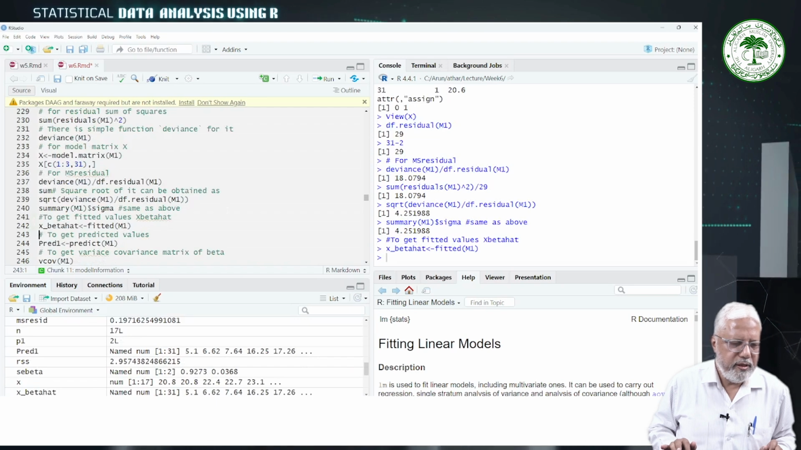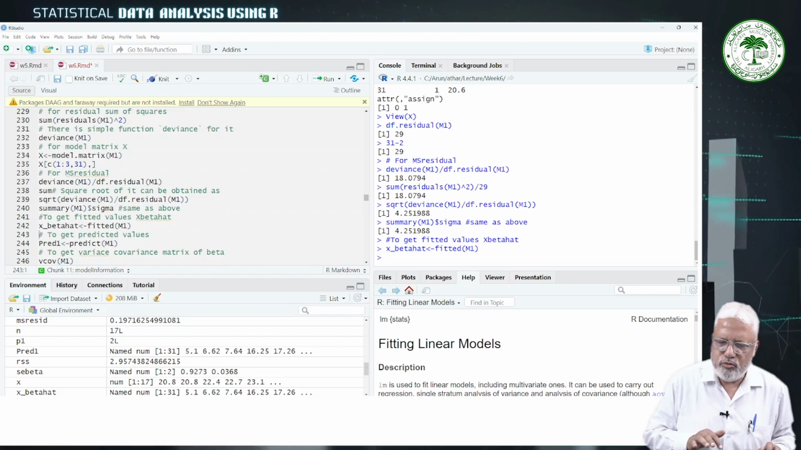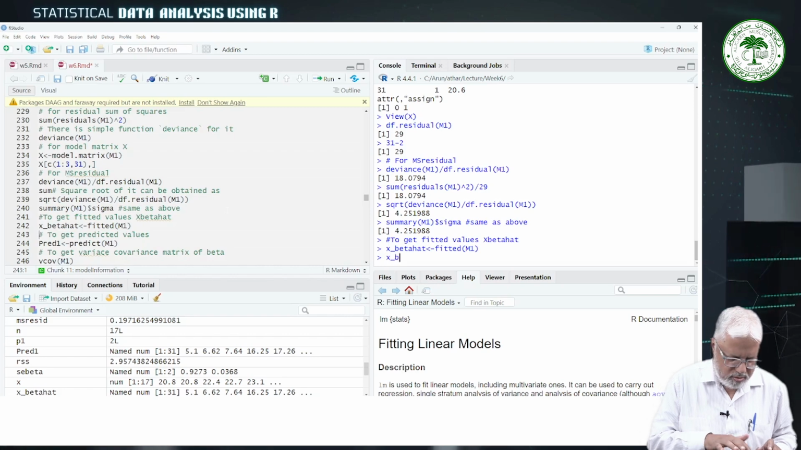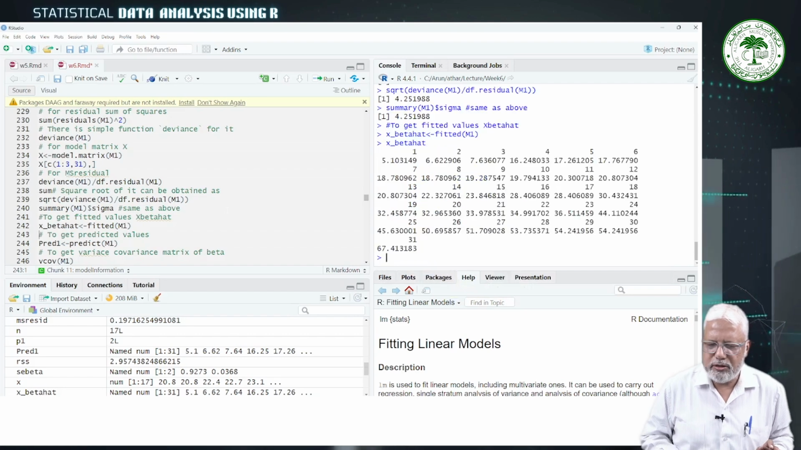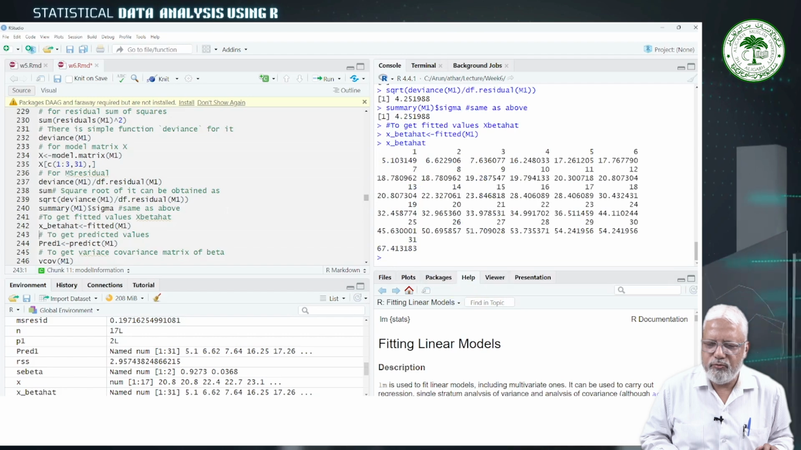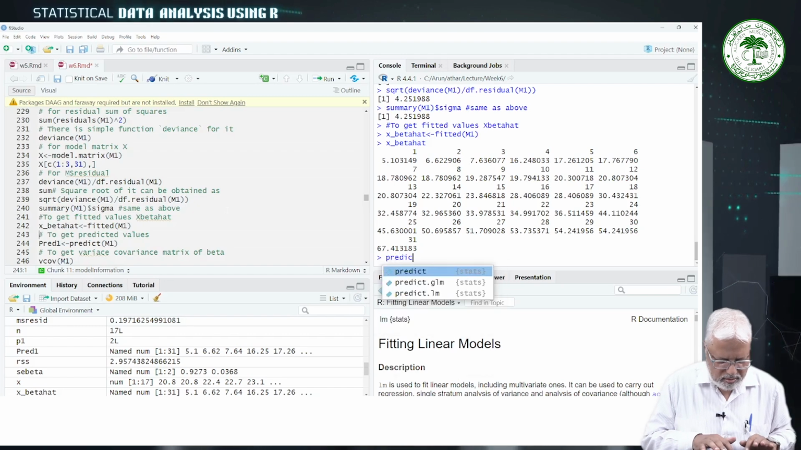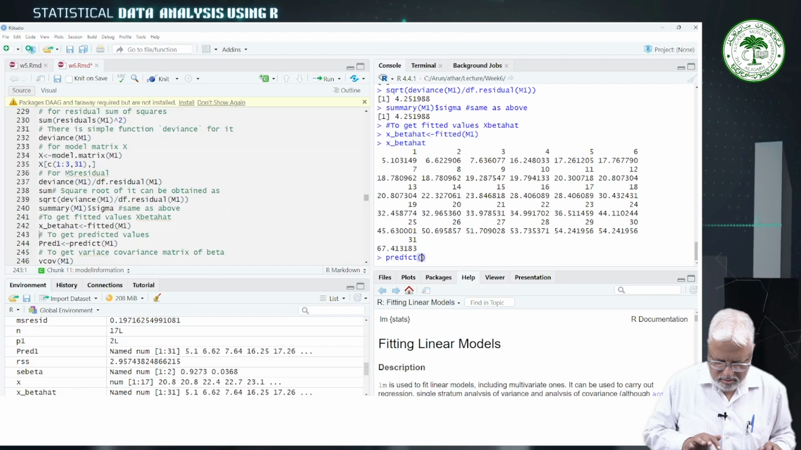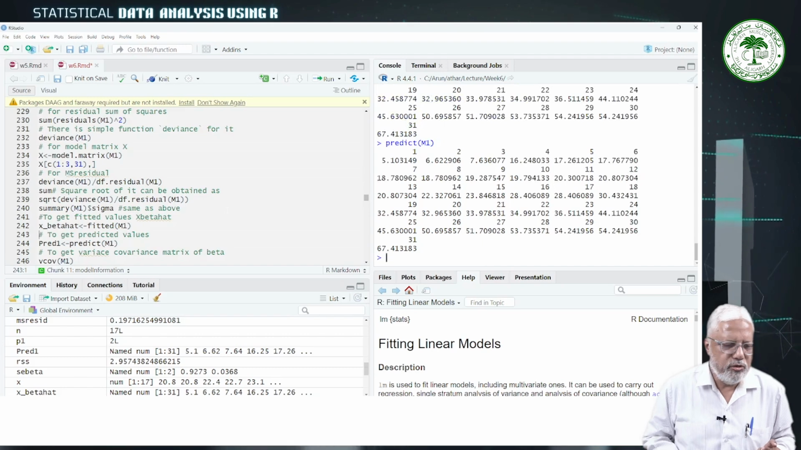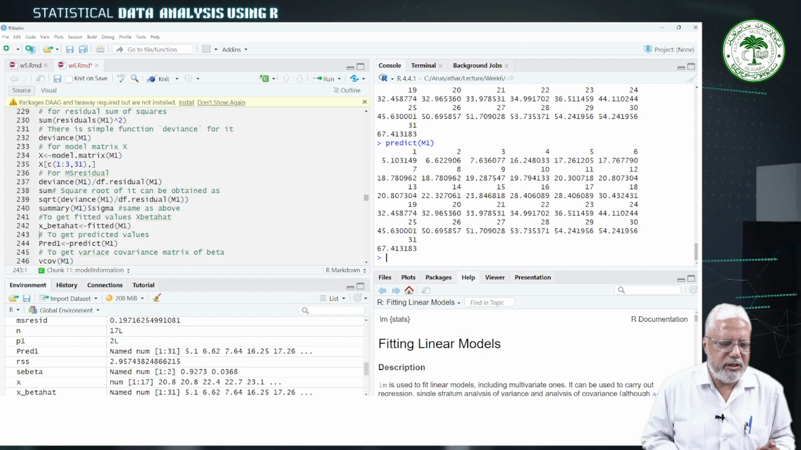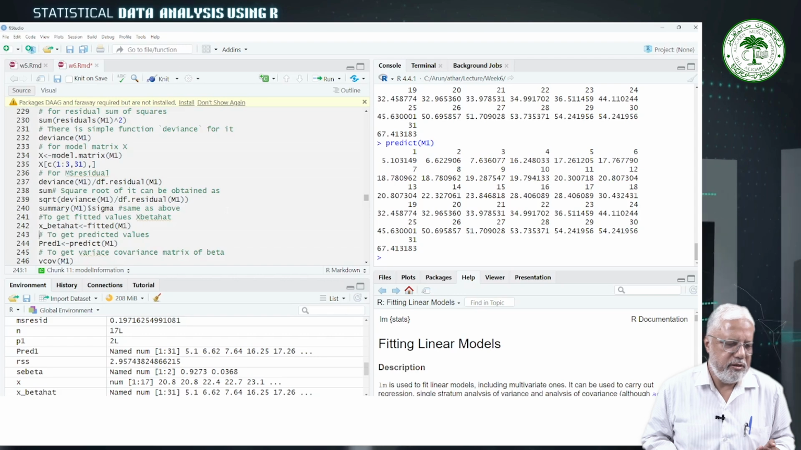We can print the x underscore beta hat. Say, for example, the last, 31st fitted value is 67.41, and if we write predict M1, predict is more general, so the last value is also 67.41. If we are using the same predictor, it gives the same result.